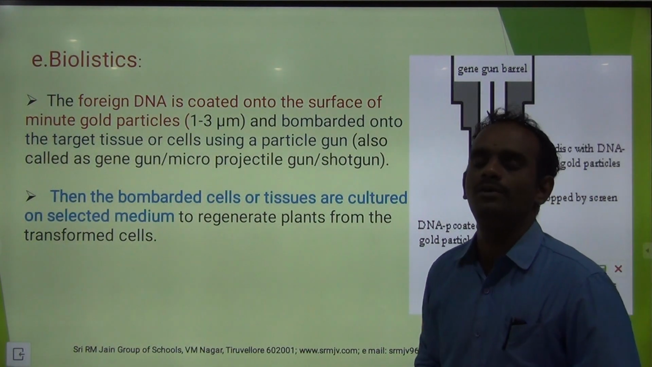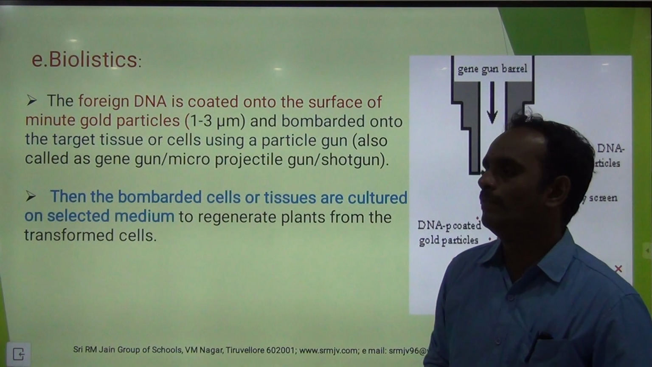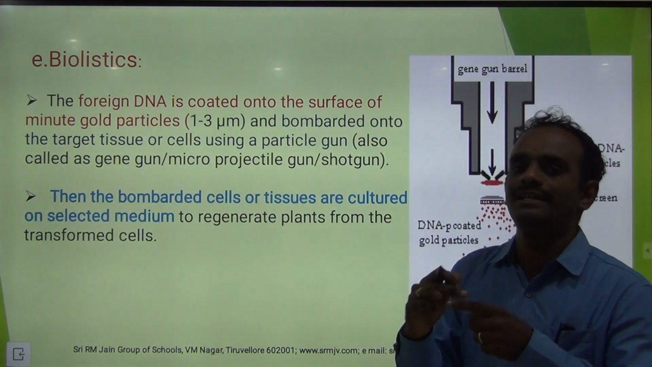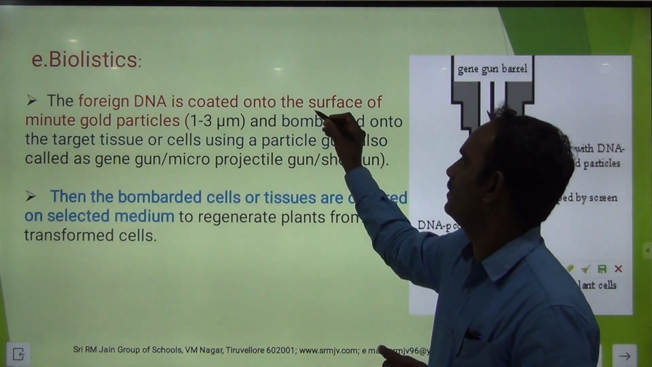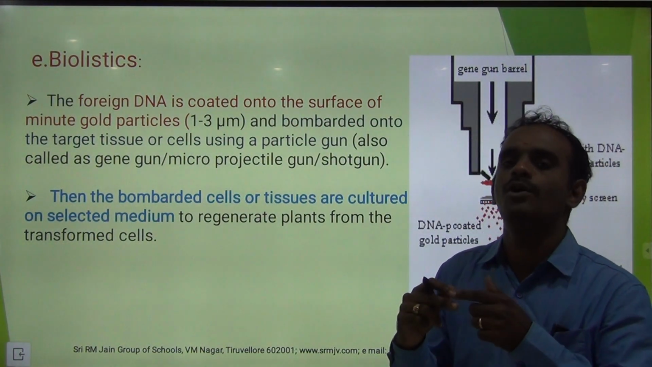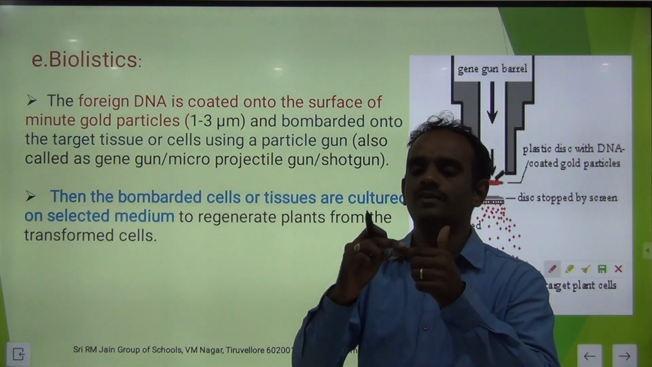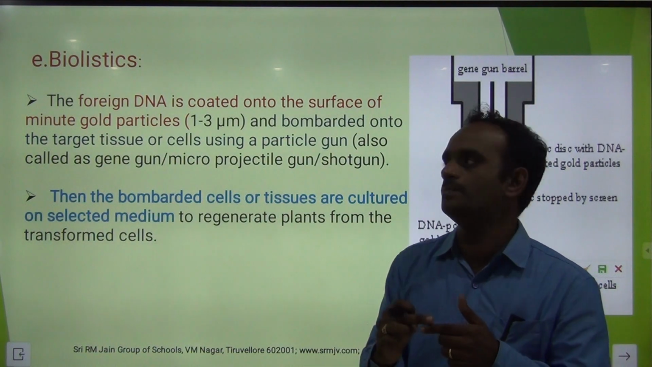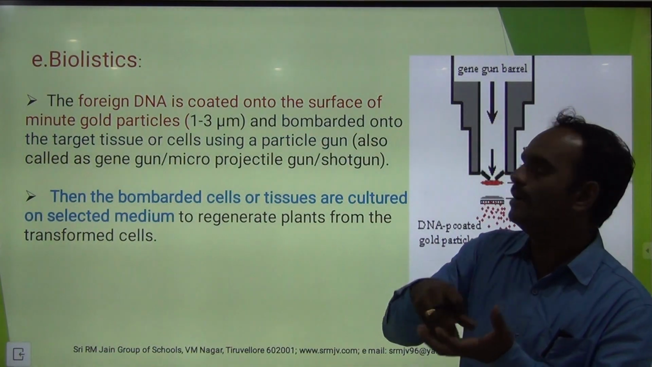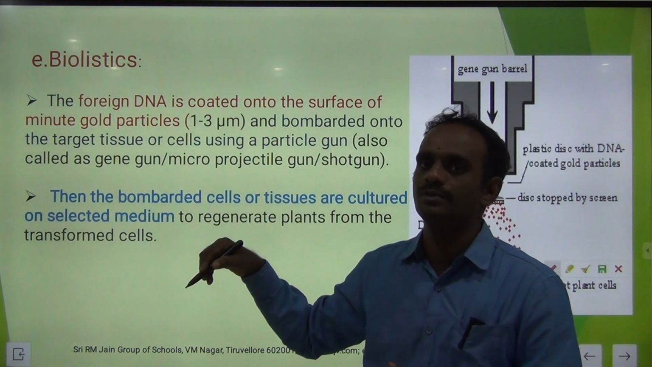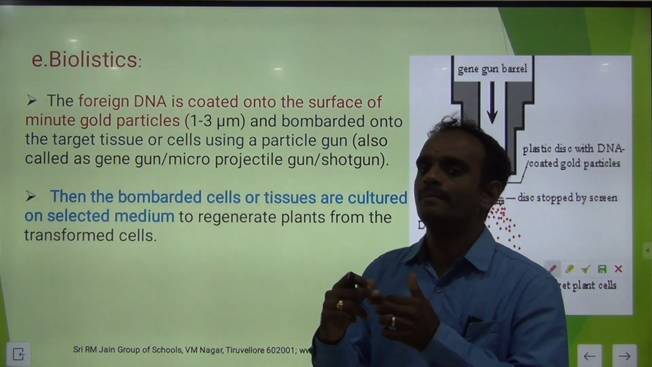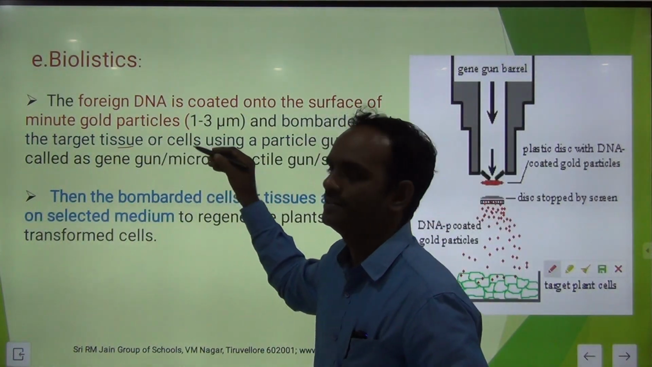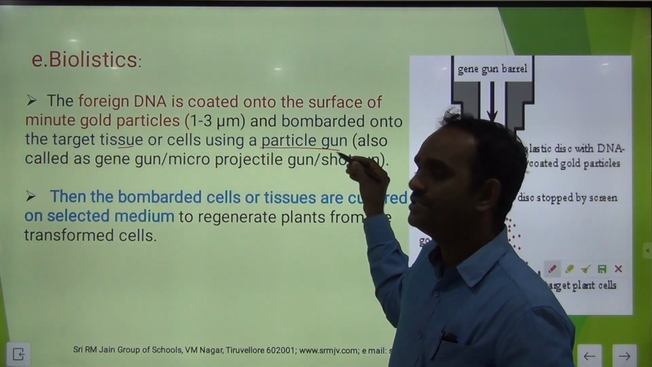The next one is biolistics. Biolistics, very simple. The foreign DNA is coated on the surface of minute gold particles. The full surface is covered with minute gold particles, and it is bombarded onto the target tissue. So the surface coated foreign DNA is bombarded into target tissue or cells using a particle gun.